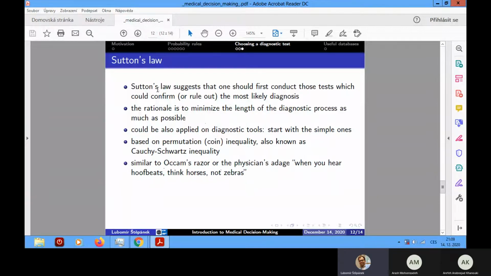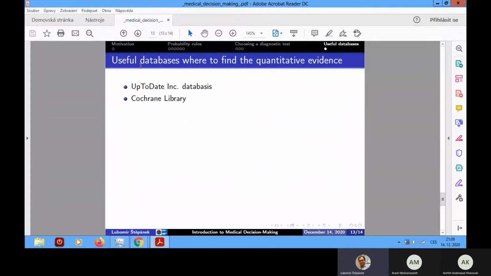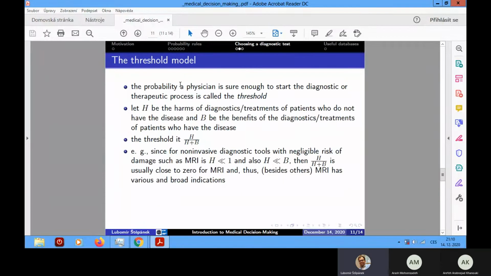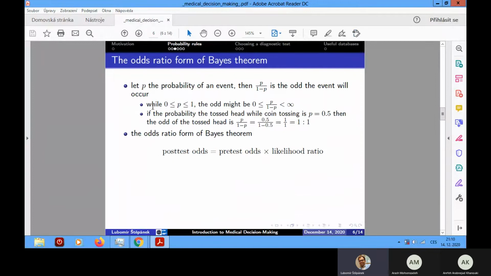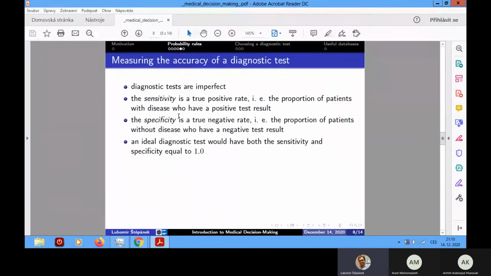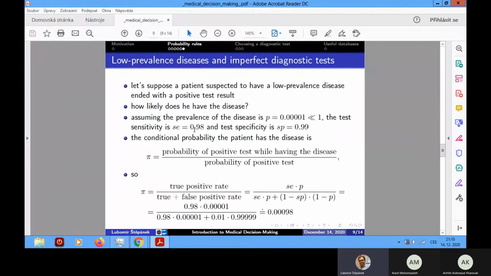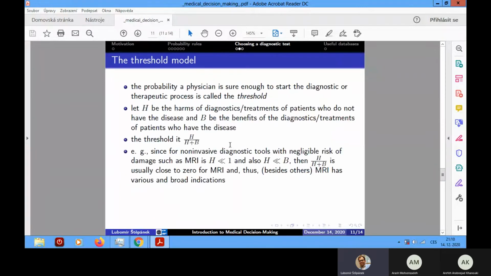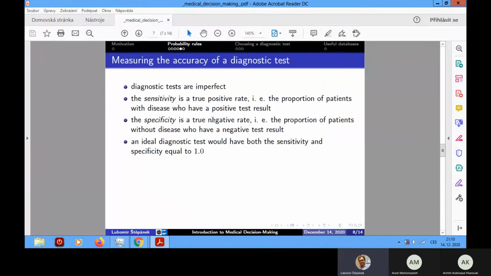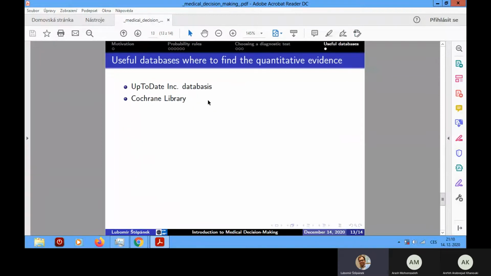So that is Sutton's law, the last principle, and there were just a few words about it. I talked about the rules, or the principles to use, and maybe you realize that for almost all of them it's important to know the numbers which should be applied in the formulas to get some results, even here or here or wherever. And where to get the numbers?